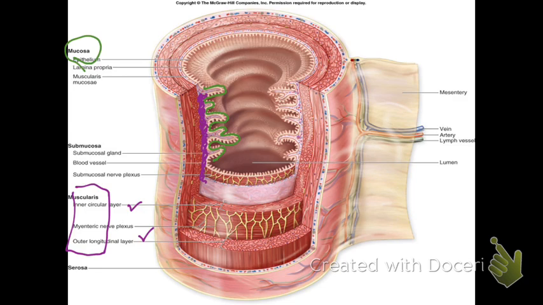Again, this is going to allow that process called peristalsis, as these 2 layers sort of dance and contract in a rhythmic way. And then finally, the outer layer, the serosa. So do know those 4 layers, right? From inside out: mucosa, submucosa, muscularis, serosa.